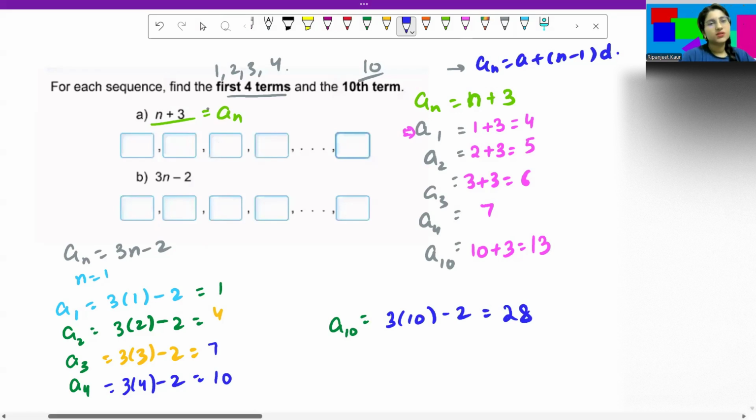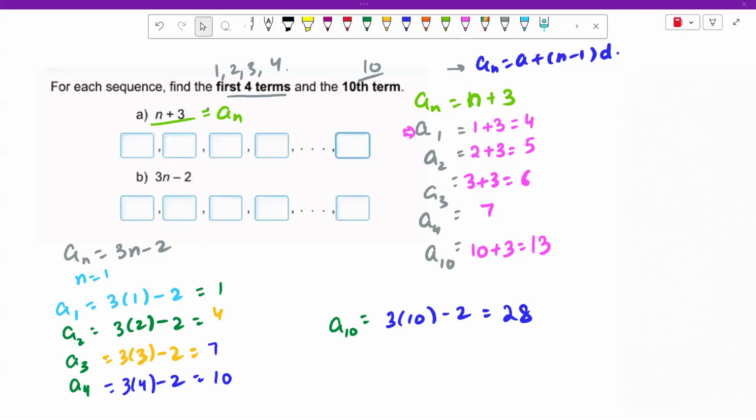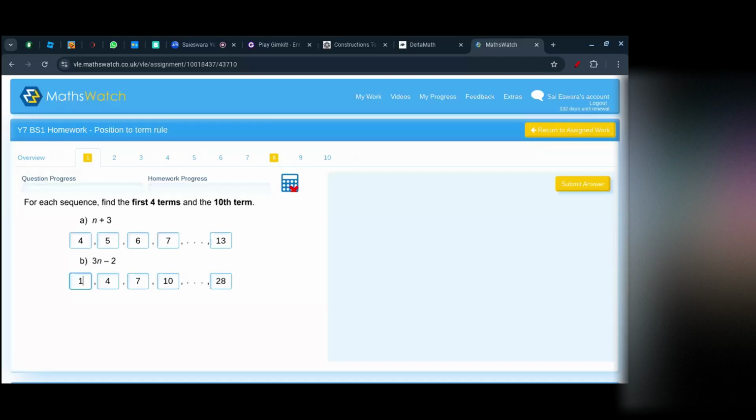You can make a note of this. It will be handy for you. Let's check, is the answer correct? Yeah. So this is how we'll do it.